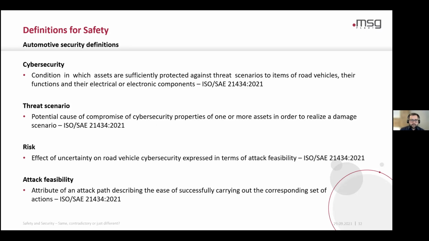Some definitions from standards, I will skip them due to time reasons, but I think they are clear to most of you. But you see here that these standards are already defining things. So let's say this is a security standard, but out of a standardization body which was dealing with safety standards. And maybe you can see, are they defining cybersecurity threat scenarios and so on in a way you would define them as a security engineer also?